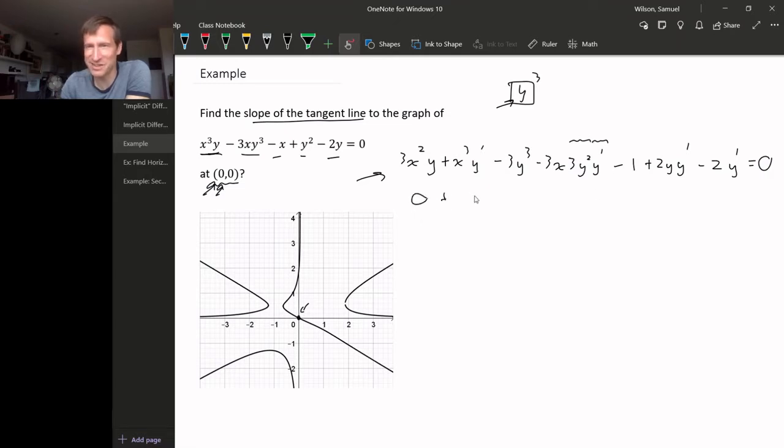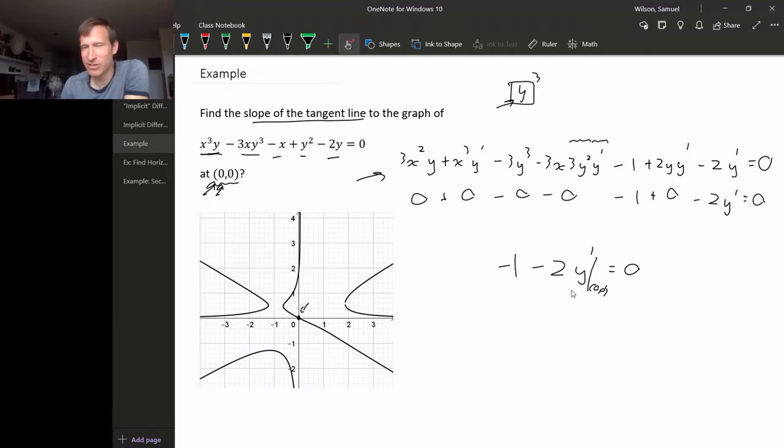So we get 0 plus 0 minus 0 minus 0 minus 1 plus 0 minus 2y prime. Right, so plugging in our point before we do all the algebra is much nicer, right? Because we're left with this, minus 1. And this derivative is at the point 0, 0. All right, so now we can solve for the derivative. So move the 1 over, divide by minus 2. We get that y prime at 0, 0 is minus 1/2. And that looks about right on the graph. You know, the slope of the tangent line there looks like it's about minus 1/2.